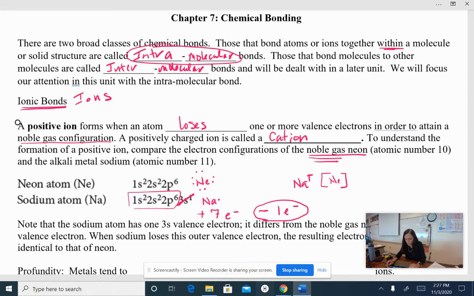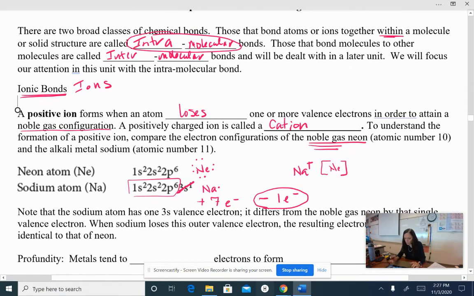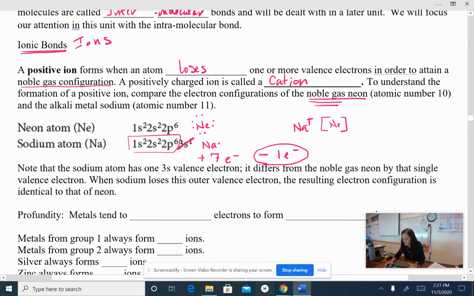Okay, so note that the sodium atom has one 3s electron. It differs from a noble gas by that one single electron. When sodium loses this outer electron, the resulting electron configuration is identical to neon. So when we lose valence electrons, we are always going to lose them in a bid to create a noble gas configuration, which will give the element some stability.